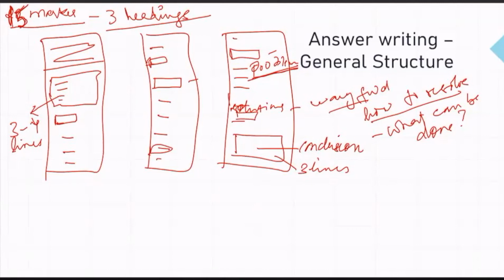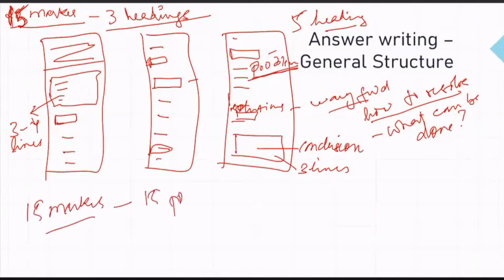This is how you manage. You can even write 5 headings, but that would be too much. But if you are able to break the question, if it is the demand of the question, feel free to break it into 5 headings. And one more thing, while writing, for a 15 marker question, try to give at least 15 points. And if possible, if you can extend it to 20 points, it will be really good. That will show that you know a lot about the question.